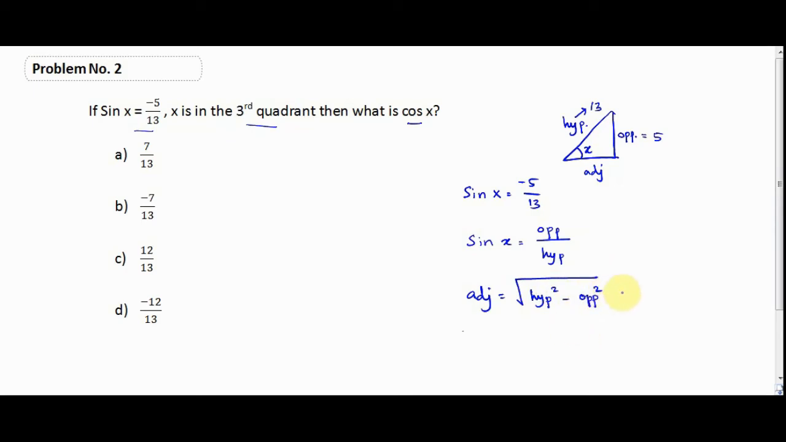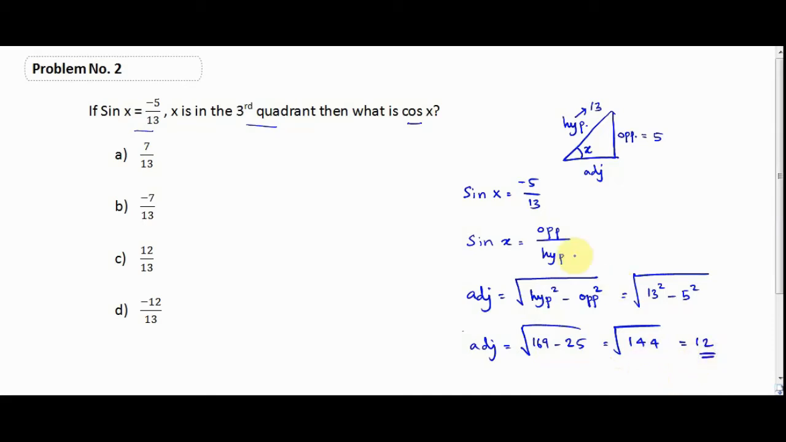So in this case the length of adjacent side will be hypotenuse length is 13, therefore 13 square minus opposite side length is 5, so 13 square minus 5 square. If you simplify this, we will get the length of adjacent side equal to root over 169 minus 25, and that is equal to root over 144, which is nothing but 12. So the length of adjacent side is 12.